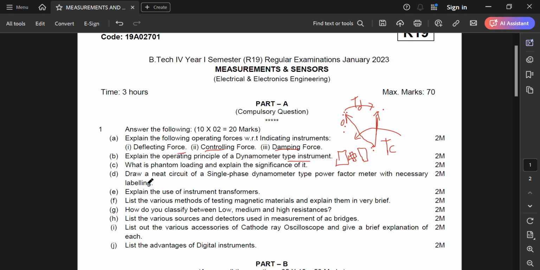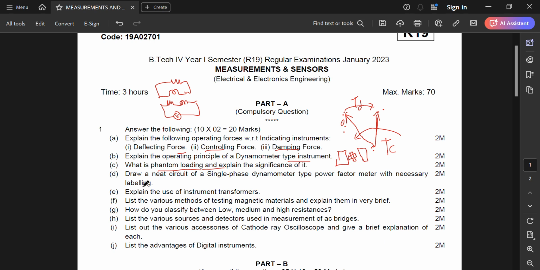What is phantom loading? Phantom loading is the method of finding the error of a wattmeter. In a wattmeter, we have a current coil like this and a pressure coil like this. Everyone knows that the current coil is directly connected to the load, and the pressure coil is connected to the voltage source. Then the error of the wattmeter is found by using phantom loading. What is the purpose of phantom loading? It is to find the error.